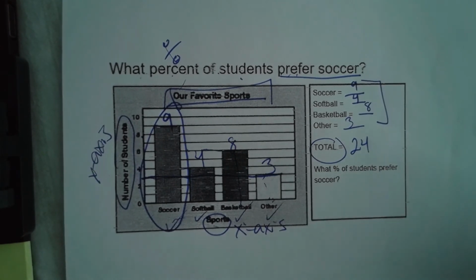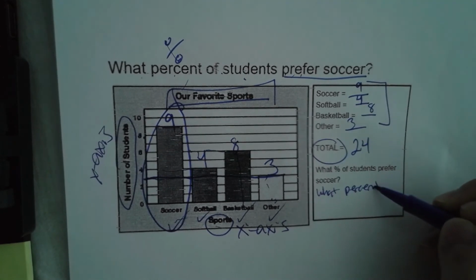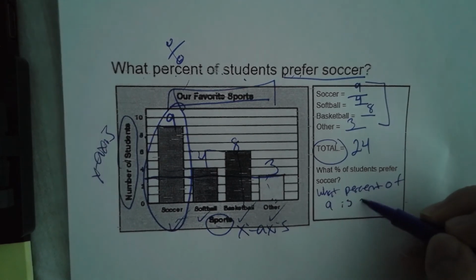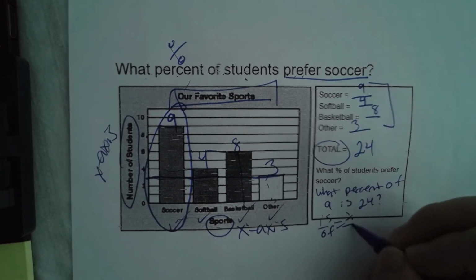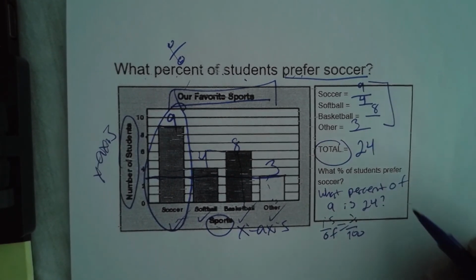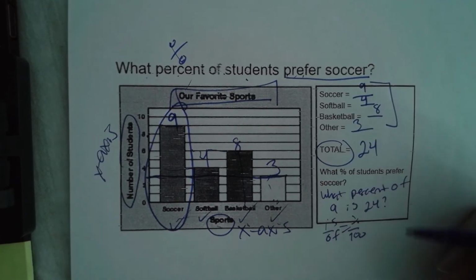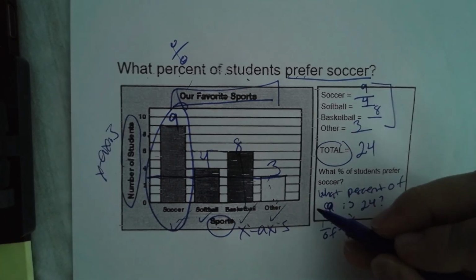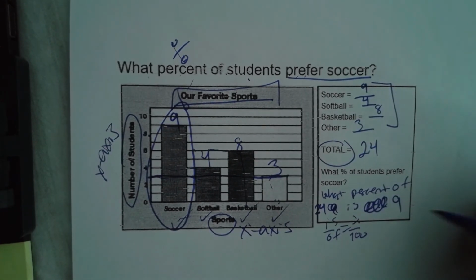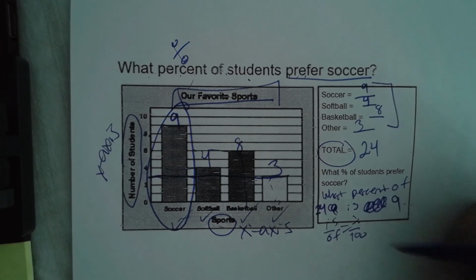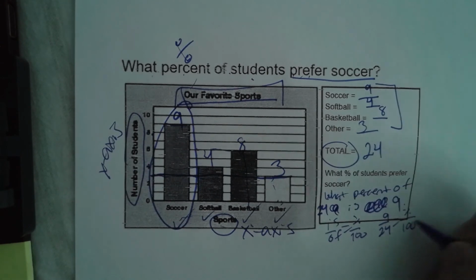And there's 2 ways you can do this. You can say, what percent of 24 is 9? Okay, wait, I wrote this wrong. This should be, what percent of 24 is 9? Okay? Or you can say, 9 is what percent of 24? Okay? So it's 9 over 24 equals percent over 100.